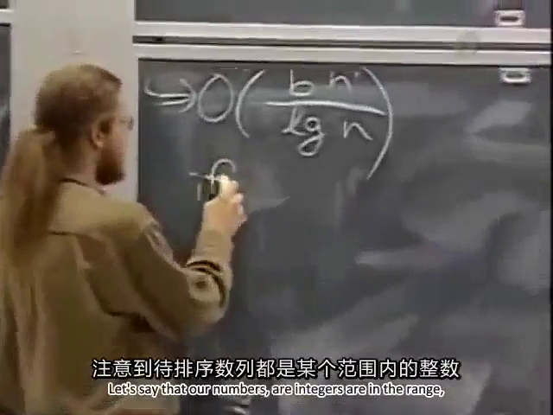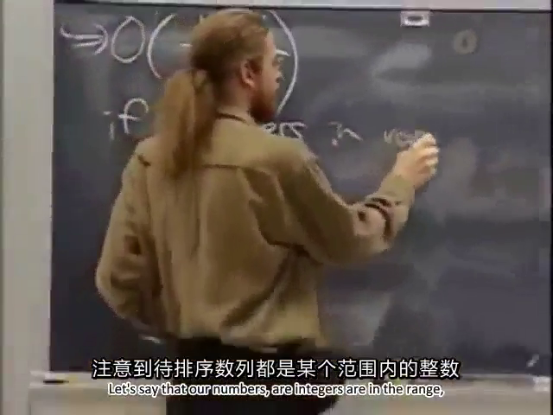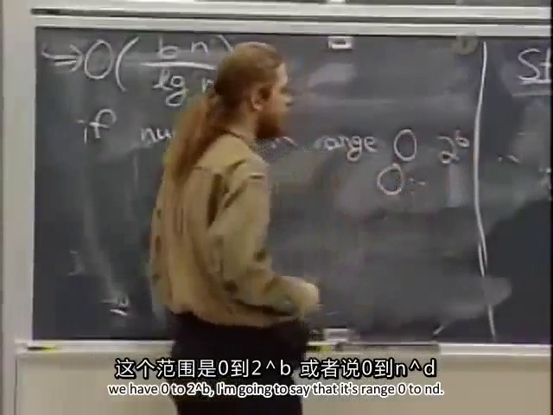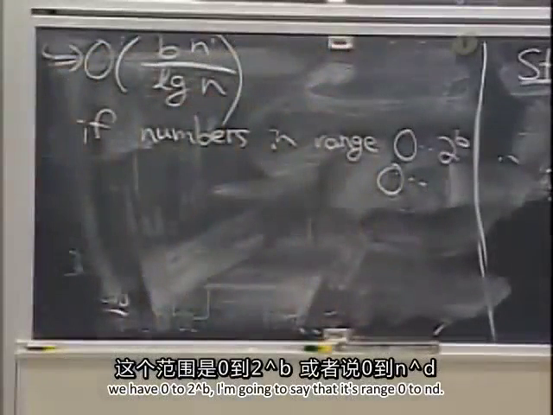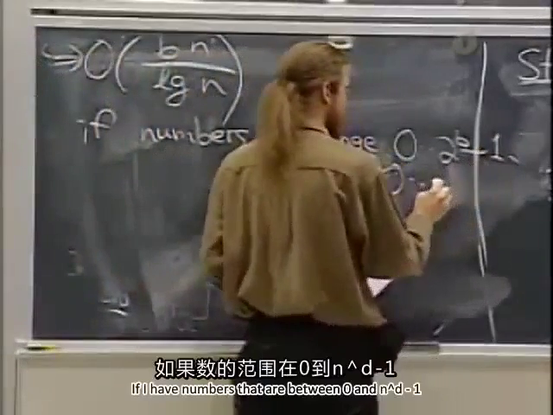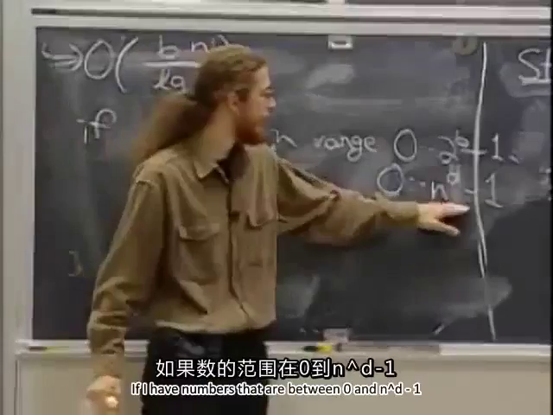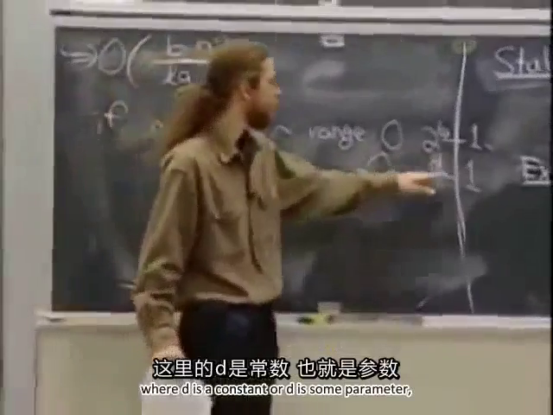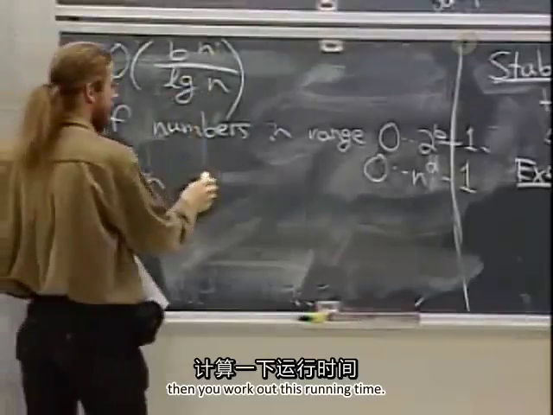So let's say that our numbers, our integers, are in the range 0 to 2 to the b. I'm going to say that it's range 0 to, let me get it right, some polynomial in n. Say n to the d. This should be a minus 1 here. If I have numbers that are between 0 and n to the d minus 1, where d is a constant, or d is some parameter, so this is a polynomial in n, then you work out this running time.